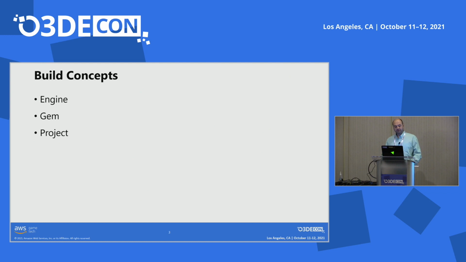We also have the concept of gem. If you want more details about that, go to Colin's talk. He's going to be talking more about that. From our point of view, a gem is a way to extend the engine. So it's kind of like a way to create a plugin that will extend the engine. And that gem can be either functionality or it could also be assets, for example.